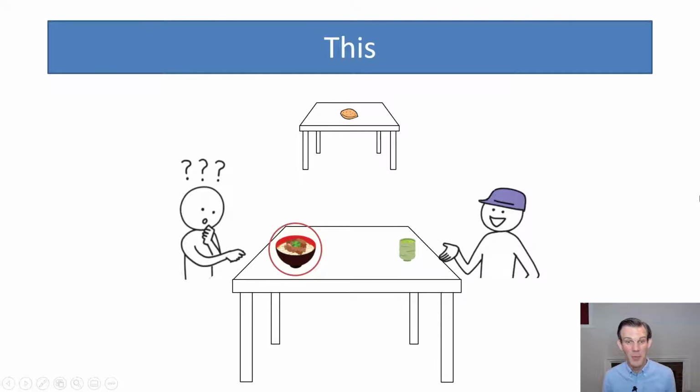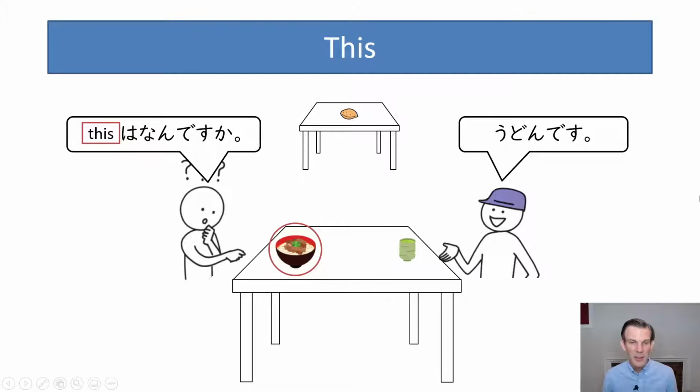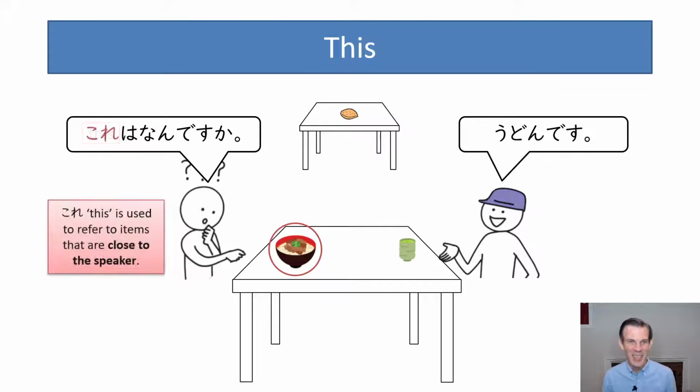So in Japanese, that would be: this wa nan desu ka? And the "this" in this case is kore. Kore wa nan desu ka? And the answer would be udon desu. So this is udon. It's a type of noodles, right? So kore is used to refer to something that is close to the speaker. If it's something that's close to you, you would refer to it as kore. So basically like "this" in English, right?